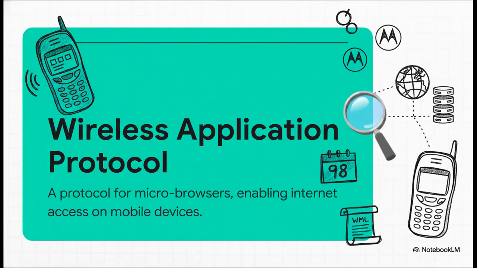Well, the answer was something called WAP, or the Wireless Application Protocol. Back in 1998, you had all these tech giants, Nokia, Motorola, Ericsson. They all got together to solve this problem. And their solution was really clever. They decided to create a super lightweight, basically text-only version of the web. It used a special language called WML, which was simple enough for those early phones to actually handle.